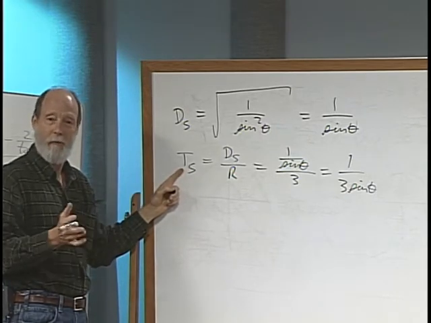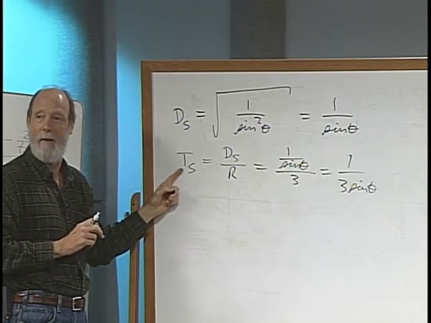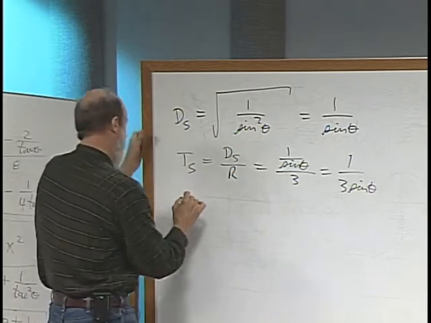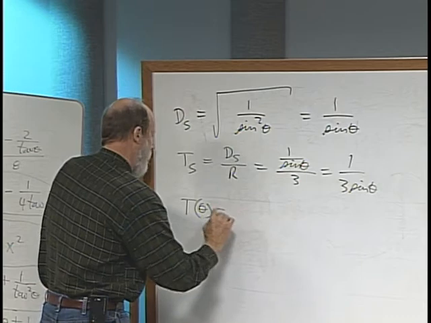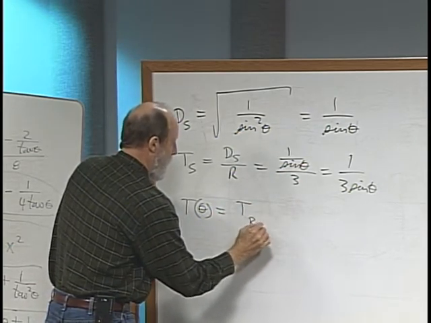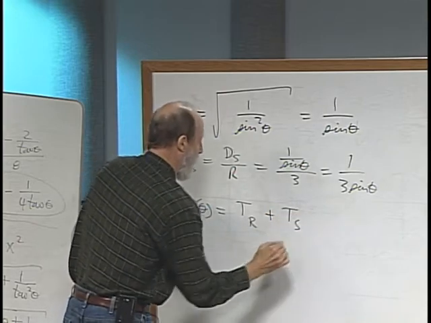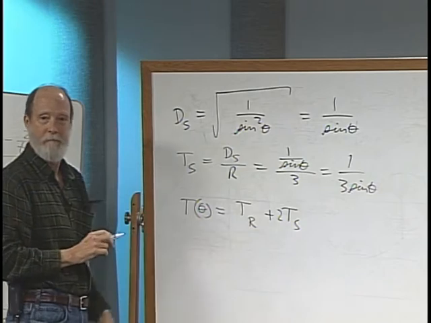And from our trapezoidal description earlier, we have 2 of these legs, don't we? Mm-hmm. Okay. So what we're going to have then, the time as a function of theta is going to be made up of the time running on the road plus the time running on the sand, and it's actually going to be twice the time running on the sand from that value.